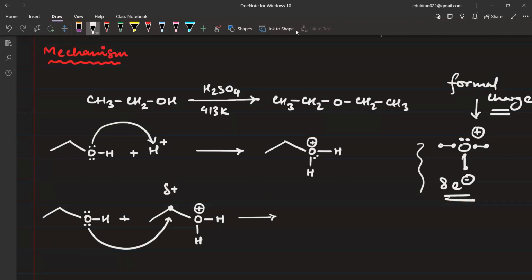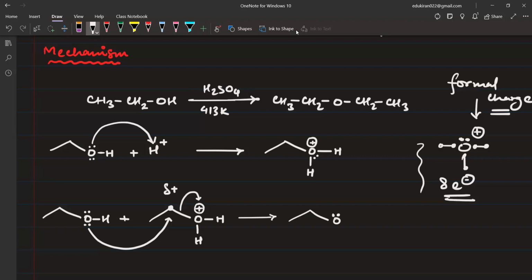Now, please see. When an attack happens here, this bond will be broken. The carbon will say, okay, oxygen, tata, bye-bye, I'm not going to bear your positive charge now. So H2O will be removed and you will be having, please see, this oxygen atom. This oxygen atom was having two lone pair electrons. One of the lone pairs is still available.